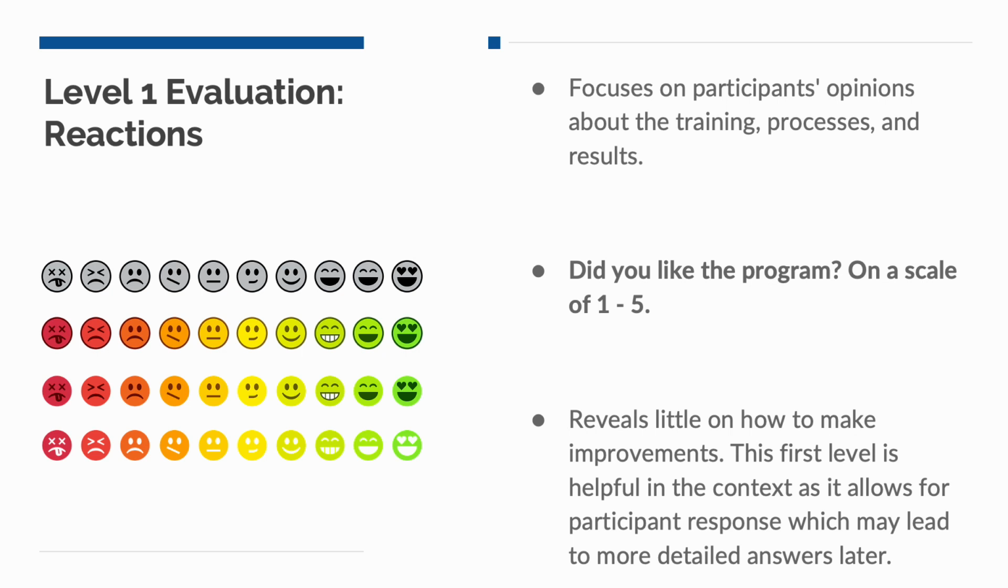Level 1 evaluation is called the reaction. It's a very low level of determining feedback from the individuals utilizing the program tool. So we want to know their opinion. It's a very general opinion. It doesn't need to go into much detail. This is considered the smiley chart.